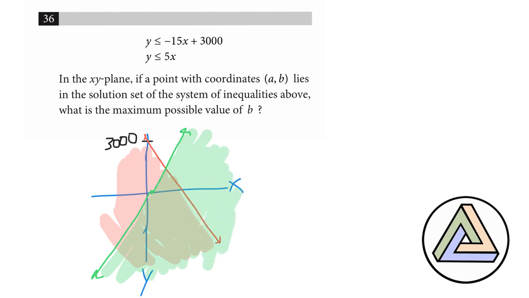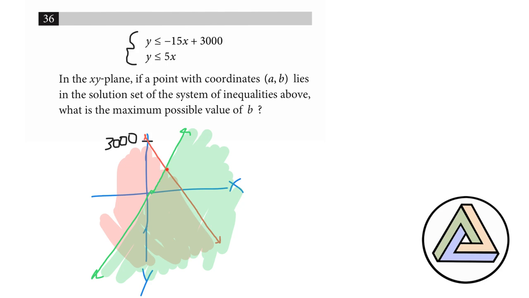But here's the deal. This is a system of inequalities, which means that the solution set to the system of inequalities is the double shaded region. So the double shaded region is clearly right here. It's this triangular shape. According to the problem, some point (a, b) lies inside this triangle because it lies in the solution set of the system of inequalities. What's the maximum possible value of b? In other words, what's the maximum y-coordinate that could take place in this double shaded region?